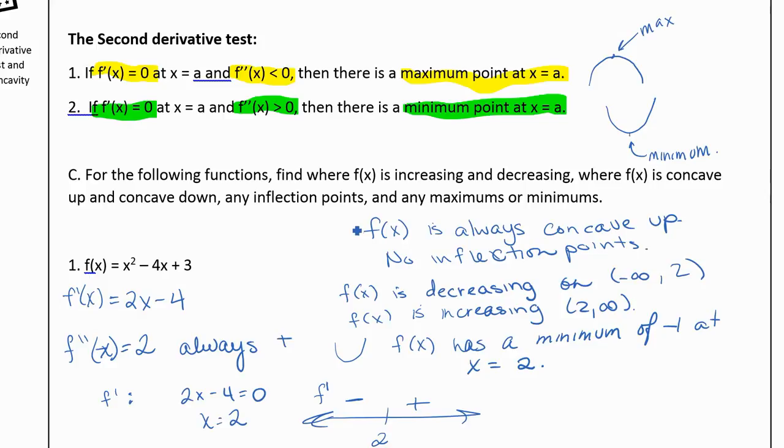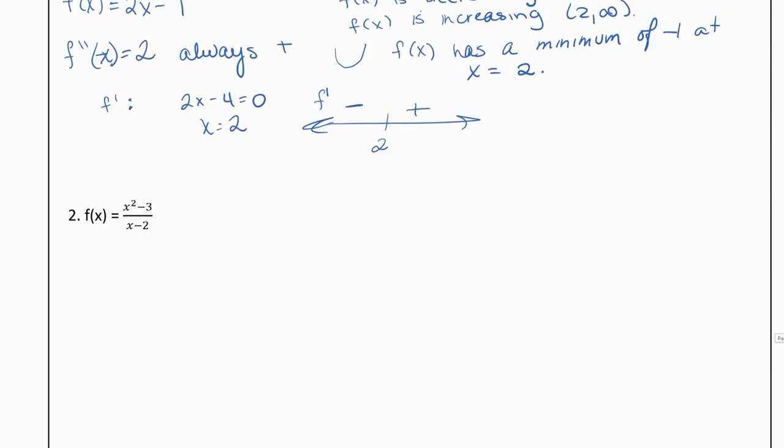So we've really given all the information we asked for. We said where it was increasing and where it was decreasing. We said that it was always concave up. It didn't have any inflection points, and we had our minimum of negative 1 at 2. Okay, let's look at another example.